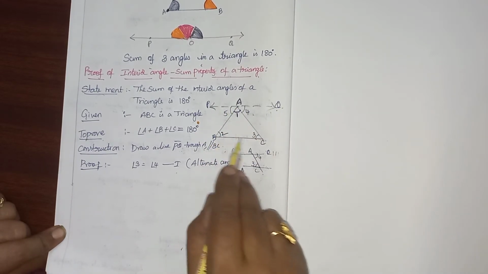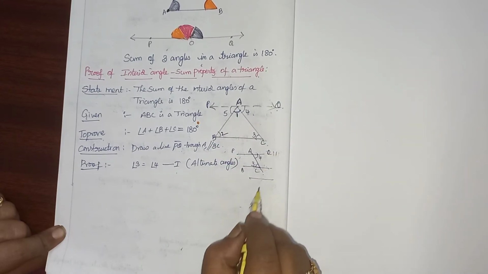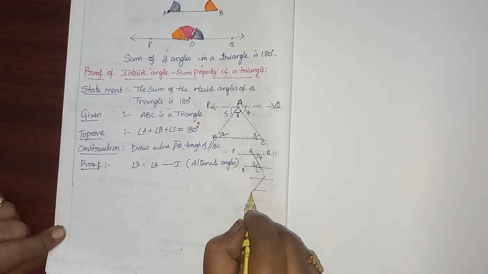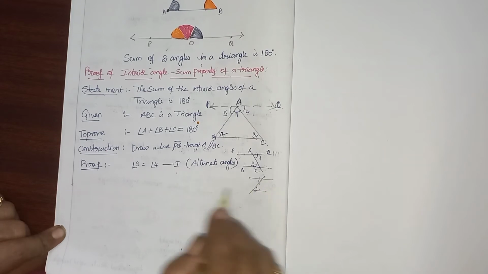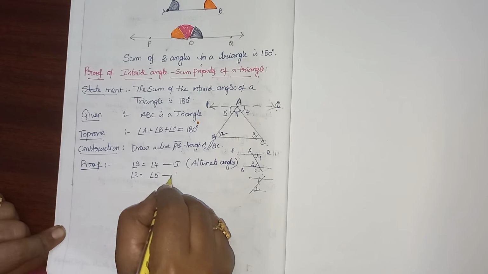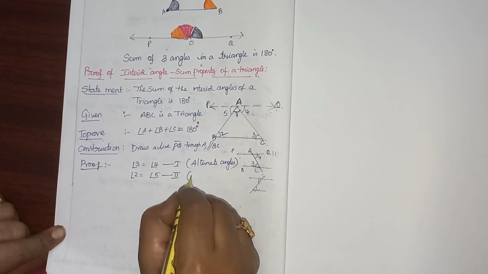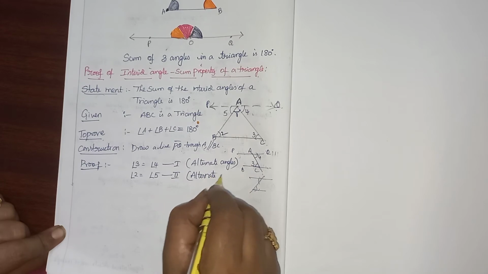Okay. Now same like this. PQ is parallel to BC. AB is transversal. These two angles are equal. And angle 2 is equal to angle 5. This is equation 2. This one also is alternate angles.